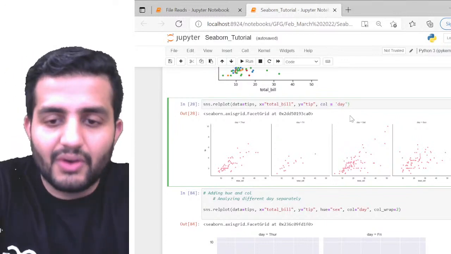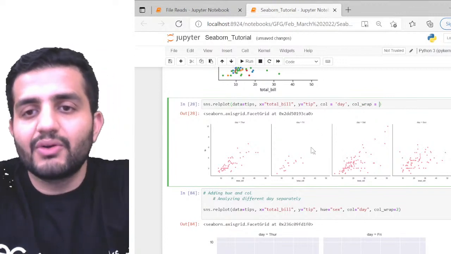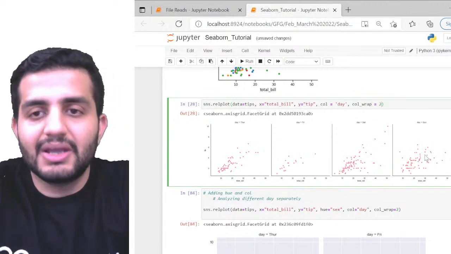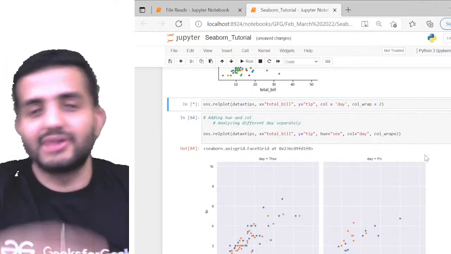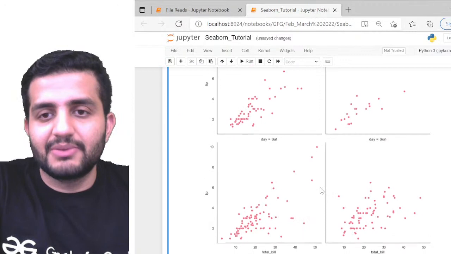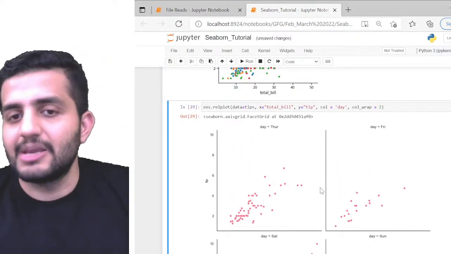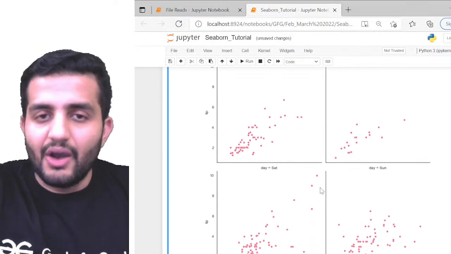Again, we have another argument called col_wrap. And I can make sure that instead of having all the 4 in a single line, only 2 are getting plotted in a single line. So that will make it more readable, right? So I can do that. So now here, yes, it is pretty much readable, right? I'm trying to show you what multiple things you can do in the same graph. Now it is pretty much readable.